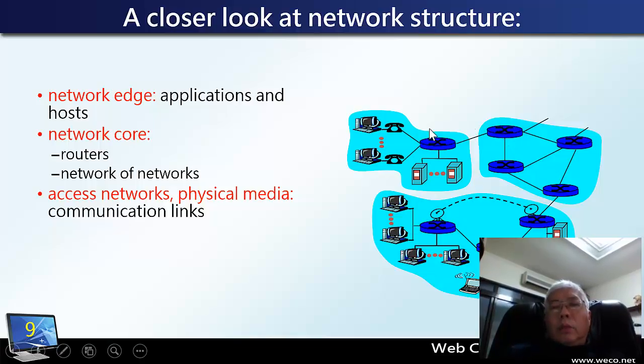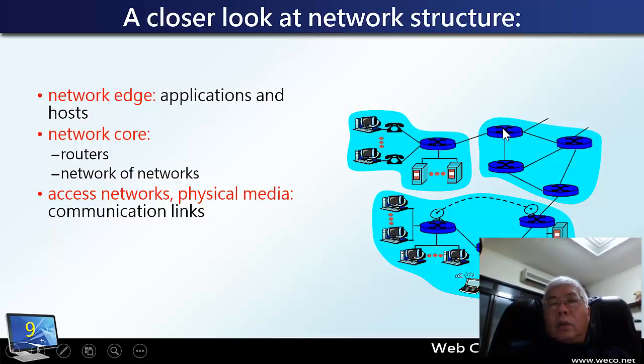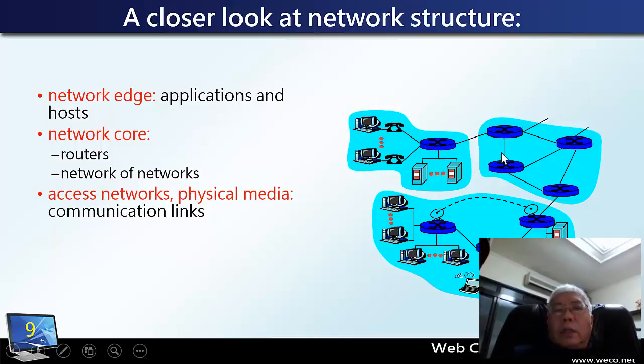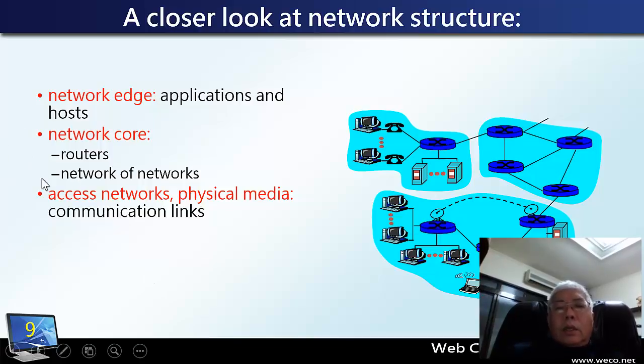This router can be connected to network edge devices. They can connect together, say from one city to another city, or one university to another university. So that's like a network of networks. That's the network core. Another term related to the edge is access network or physical media. That's from the device to the network.